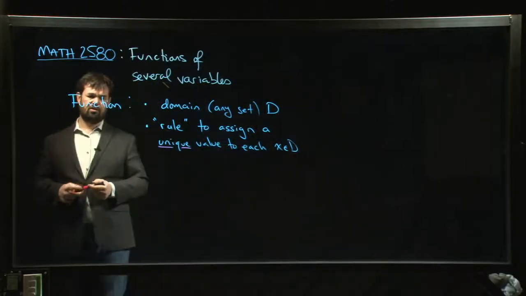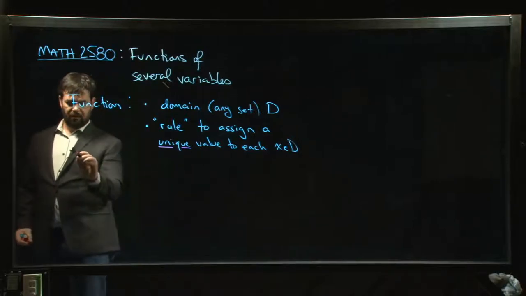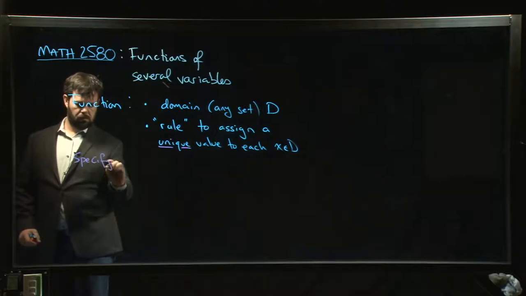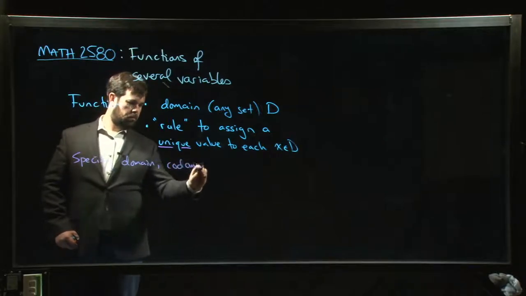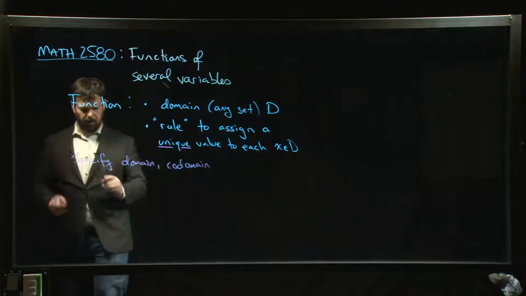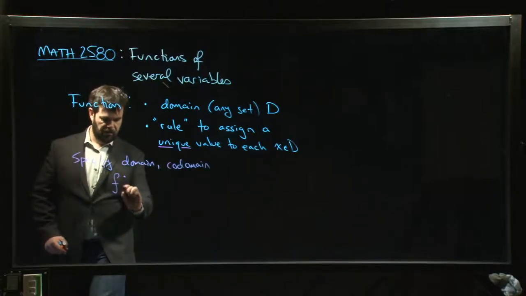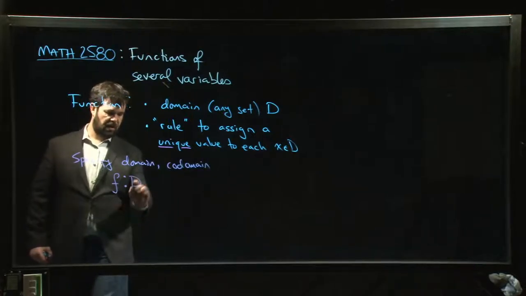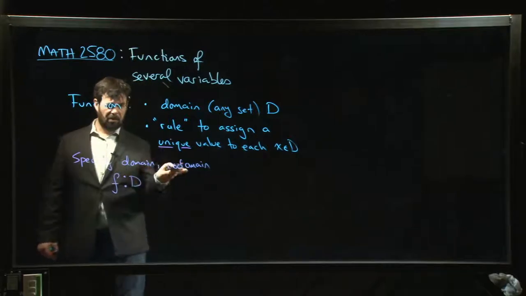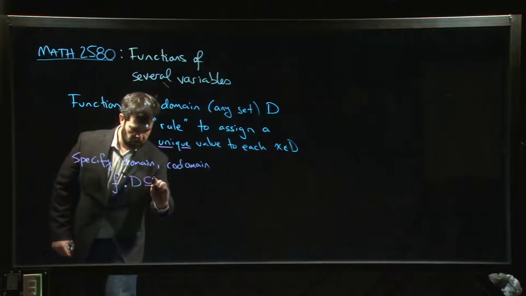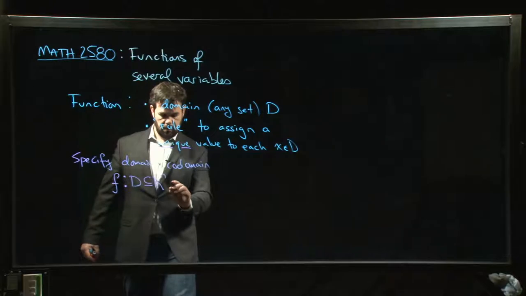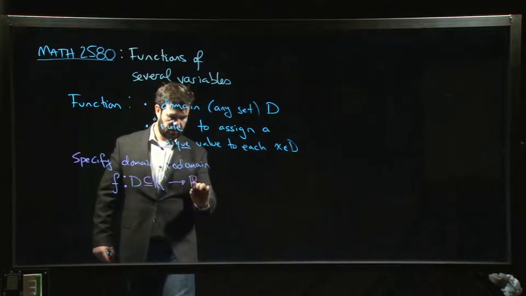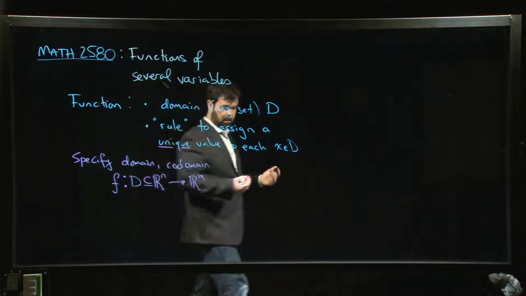It ends up being useful to specify these things. So if we want to specify the domain, and we might want to specify the codomain, which is where the range lives, we're going to write something like this. We'll write f is a function that takes points in D, and we want to say where D lives, because this is how we're going to specify how many variables our function uses. We'll say D is a subset of some R^n, and so it's going to take points in R^n and assign them to points in some other space, which is going to be some R^m.